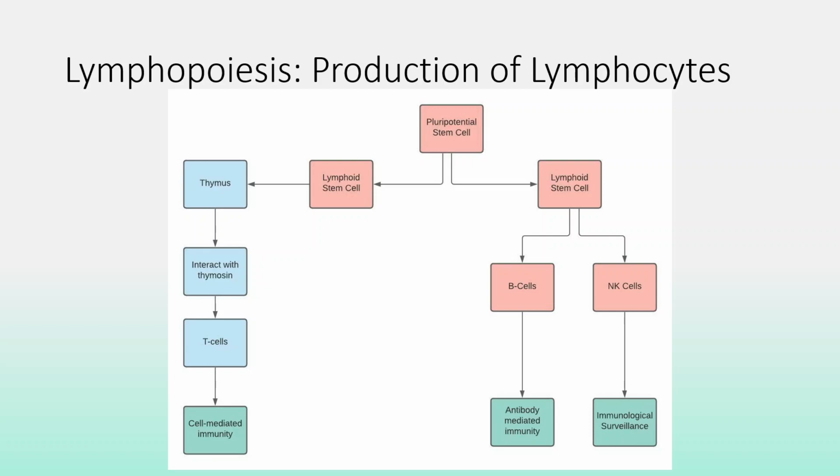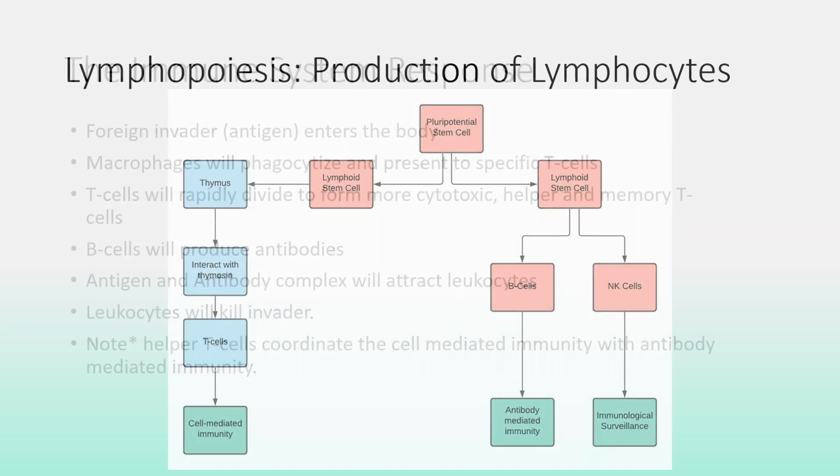The other set stays in the bone marrow and can differentiate into either B cells or NK cells. B cells, again, are in the antibody-mediated immunity response, and the NK cells provide immunological surveillance. So they're kind of like the cameras of the immune system, watching for any pathogens. And if they find some, they'll destroy them.